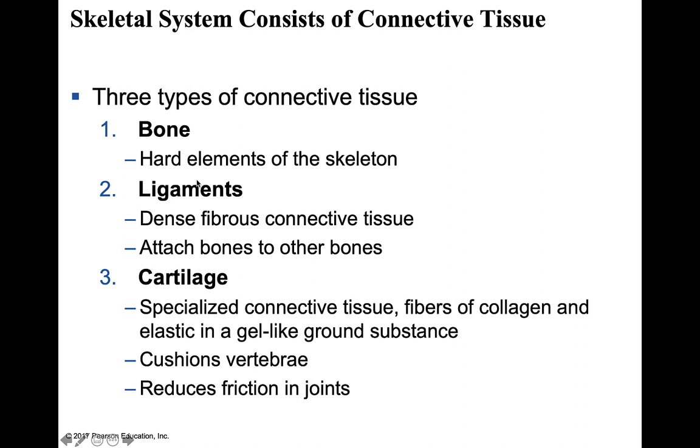Cartilage, now that is a specialized connective tissue, and it's made up of collagenous fibers and elastic in a gel-like matrix or ground substance. And what cartilage does primarily, a good example, is to cushion vertebrae, and it actually reduces friction in joints, and that is hyaline cartilage or actually articular cartilage.